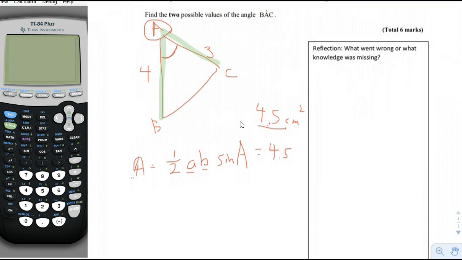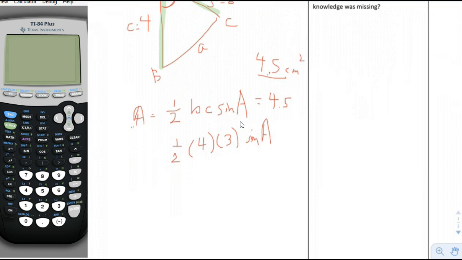And if we change this to big A, then the other two will be small b and small c, right? Because the big letter A is for the angle. The opposite side would be small a, and we don't know what small a is, and we're not interested either. So we'll just change all the names here, okay? What we do know is B and C, so we'll substitute those in. You may put them in the wrong order, but it doesn't matter. And then the sine of A, which we don't know yet, and that's all equal to 4.5, which is the area of the triangle.